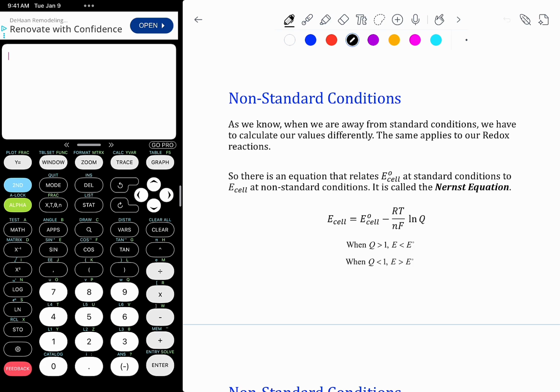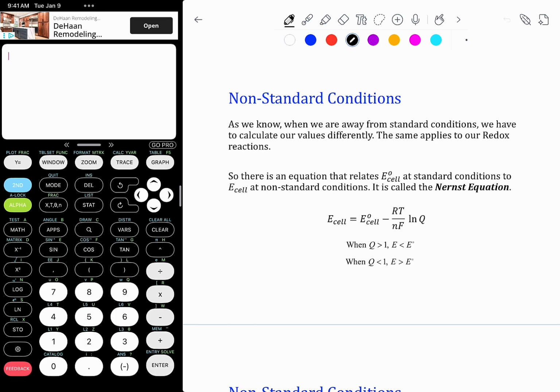When we're talking about non-standard conditions, we're mainly going to be focusing on different concentrations of our solutions, so away from 1 molar, and that's what we're going to be exploring more in depth here today. So we've talked about in previous chapters, mainly back in our thermochemistry chapters at the beginning of the semester, that when we're away from standard conditions, we have to calculate our values differently. So we've looked at that with delta G. We looked at it with delta G naught versus delta G.